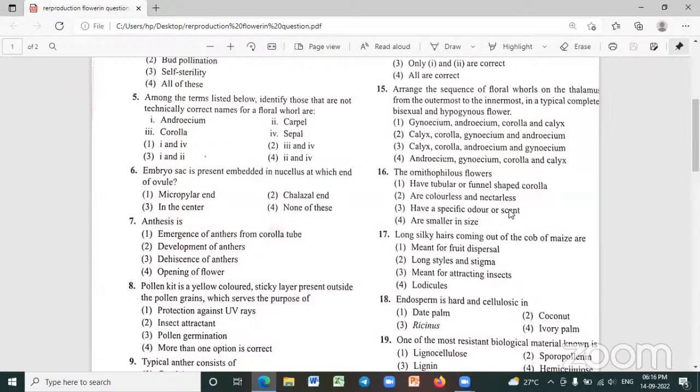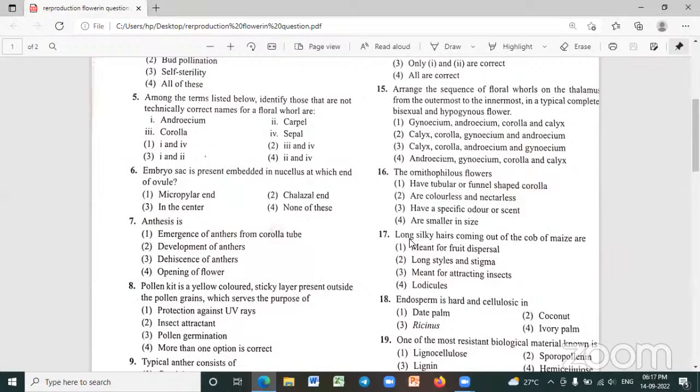Have a specific odor or scent, no need for this one. Or smaller in size, no need for this one. These are all false. Have a tubular or funnel-shaped corolla, then only the beak will penetrate inside the flowers. As a result, it collects the nectar from the nectar glands. So this is the correct one. For the 16th one, the first one is the correct answer.